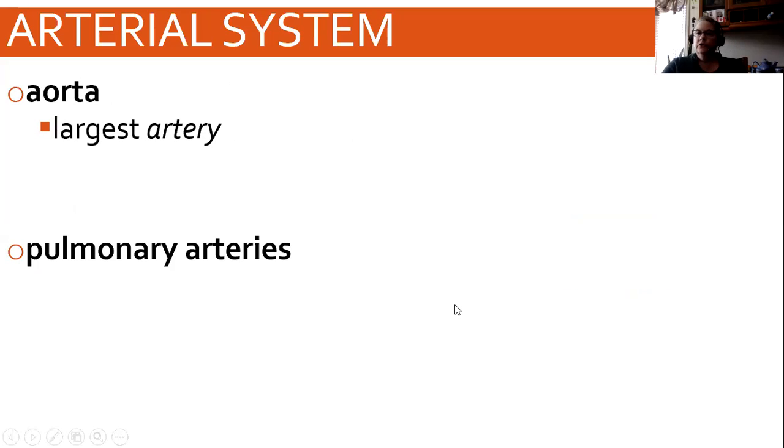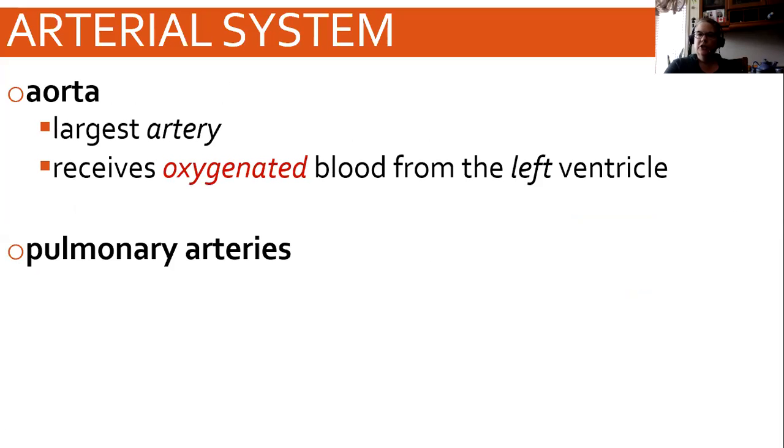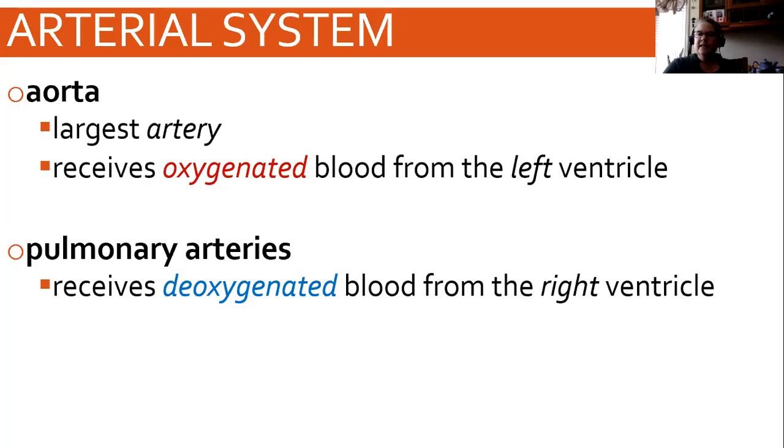All right, so 2 of the primary arteries that you must know are the aorta and the pulmonary arteries. The biggest artery we already know is the aorta, okay? It receives oxygenated blood from the left ventricle. The pulmonary arteries receive deoxygenated blood from the right ventricle. Now, we want to remember that these are both high pressure, right? So the aorta and the pulmonary arteries both have high pressure blood.